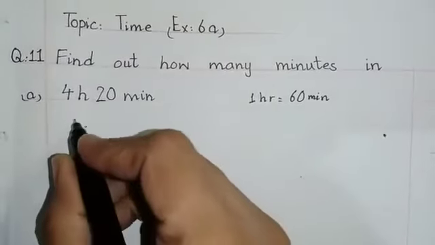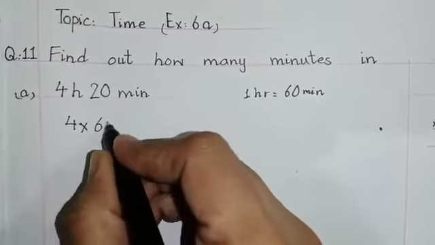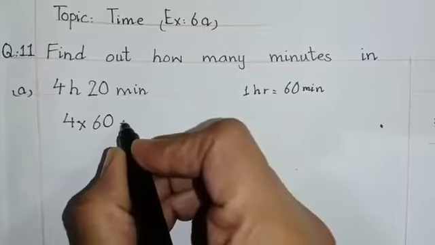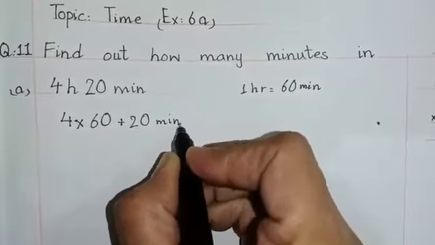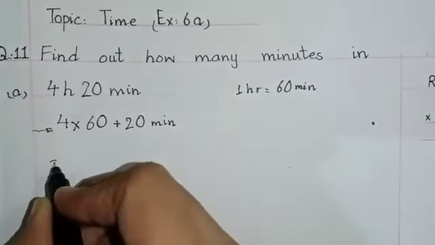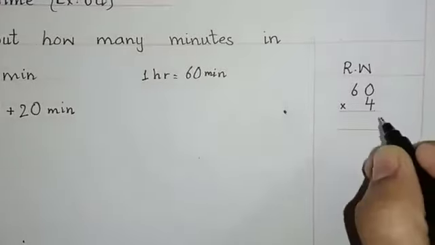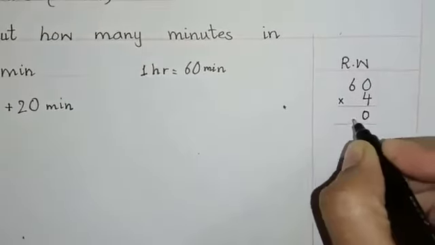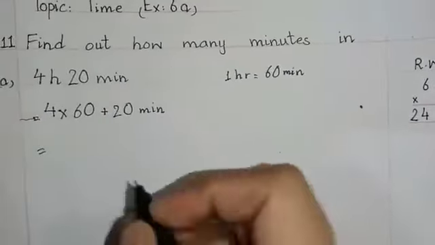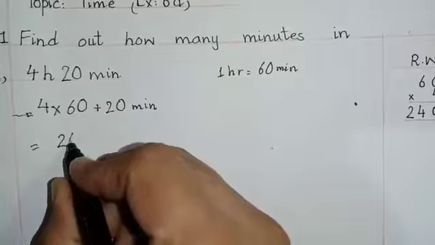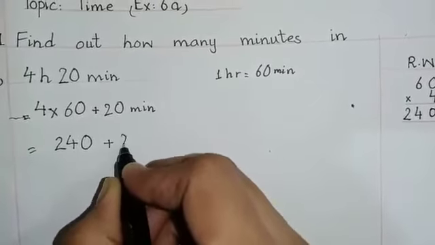So we multiply this 4 with 60. Now plus 20 minutes. Now we multiply 4 with 60. 4 sixes are 24, so it's 240 minutes. 240 minutes plus 20 minutes.